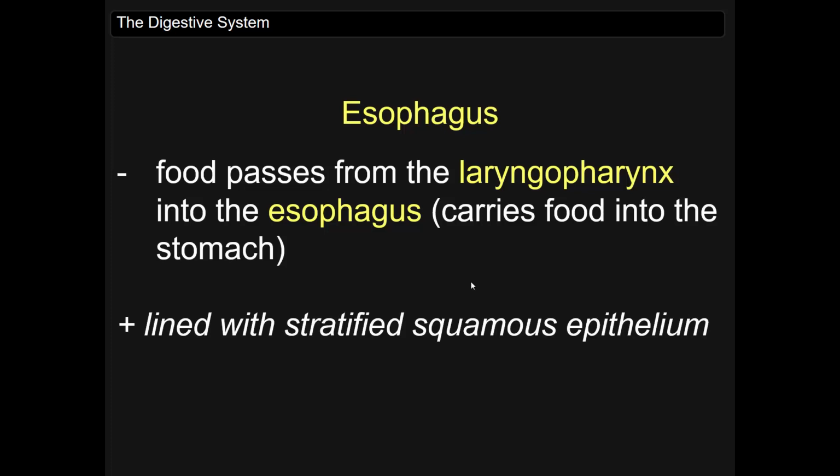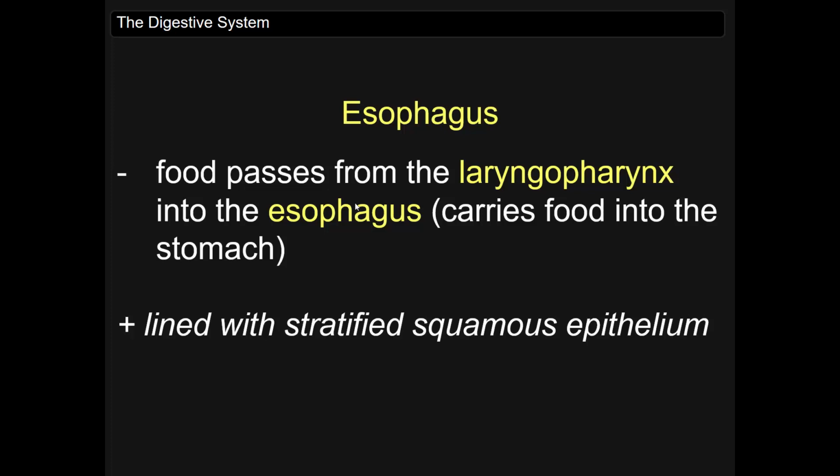And what's going to stop it from going into the airway? Why doesn't that food just go down either tube, the respiratory tube and the digestive tube? What blocks the larynx when you swallow? Hopefully you said epiglottis. So epiglottis is still fair game for this final exam for the respiratory and digestive systems. So again, esophagus is going to be continuous from the laryngopharynx, and the esophagus is going to carry that food all the way down to the stomach.